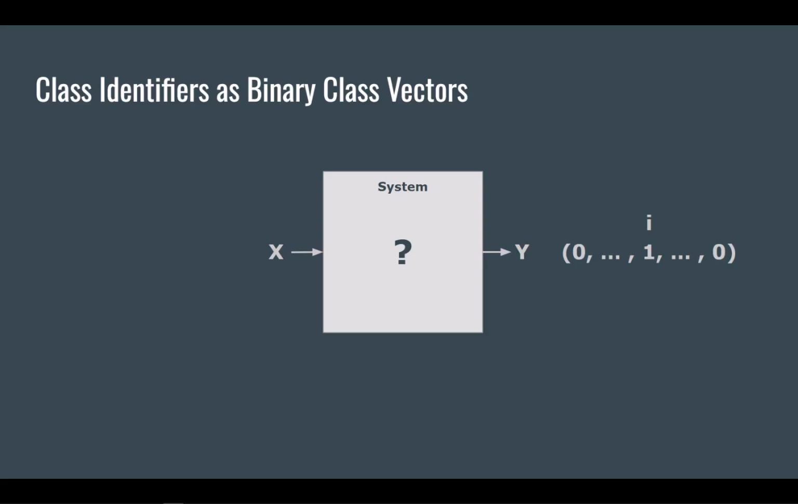As we will discuss in more detail later, there is another way to represent class identifiers, which is by using so-called binary class vectors. These binary class vectors identify the class by having the value 1 at the index corresponding to the class, and zeros at every other index. The index i of the value 1 is the class identifier.